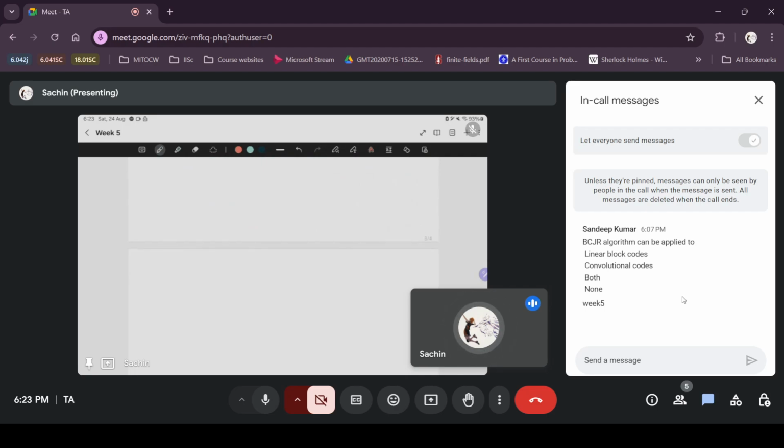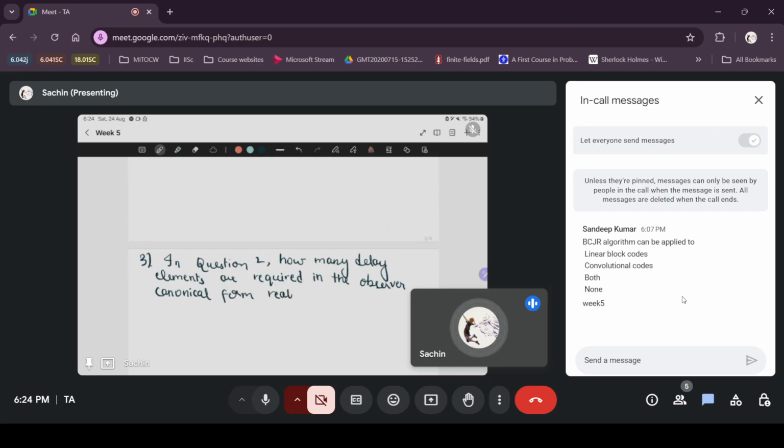We had one more canonical form. That will be question 3. In question 2, how many delay elements are required in the observer canonical form realization of the convolutional encoder?